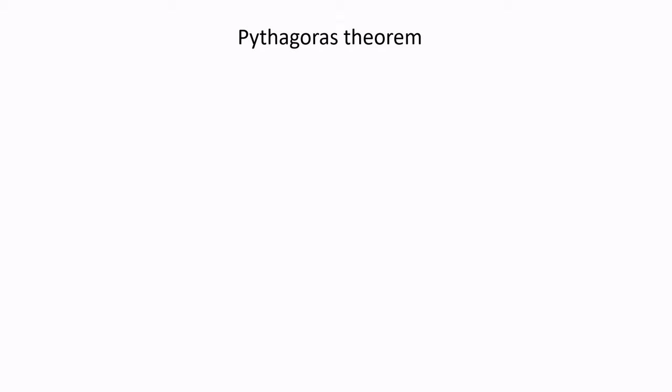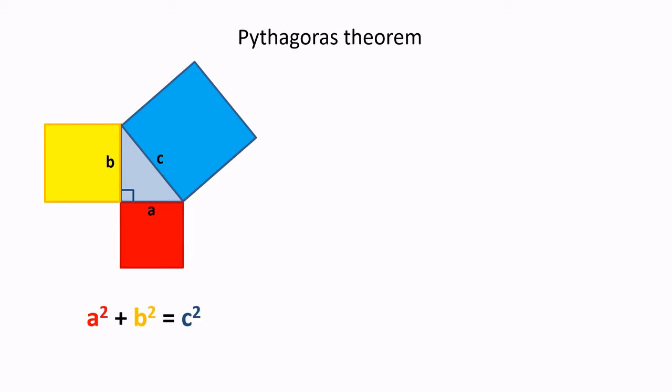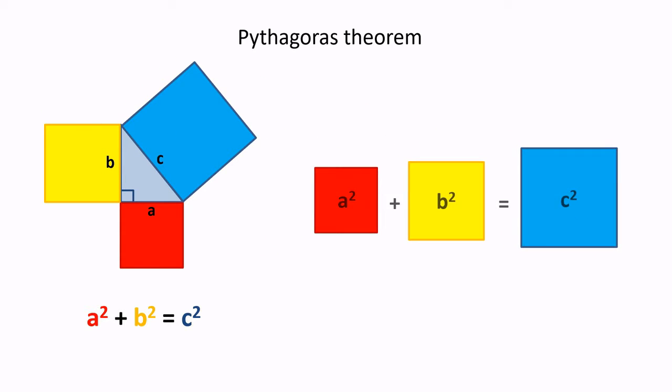Pythagoras theorem is named after the Greek philosopher and mathematician Pythagoras. In a right-angled triangle, the longest side is always the side opposite the right angle, and that is called the hypotenuse. Pythagoras' theorem states that in a right-angled triangle, the length of one of the shorter sides squared plus the length of the other shorter side squared equals the length of the hypotenuse squared.